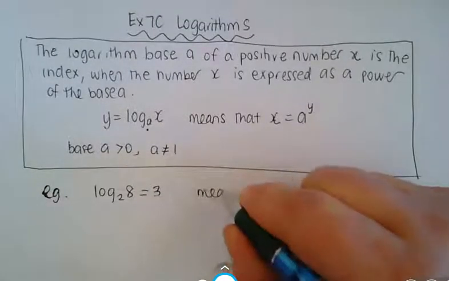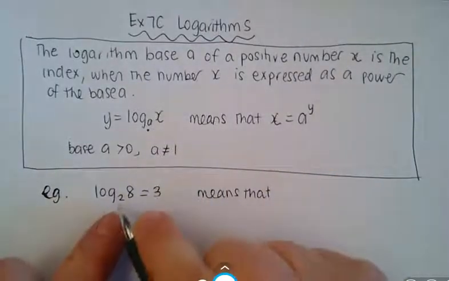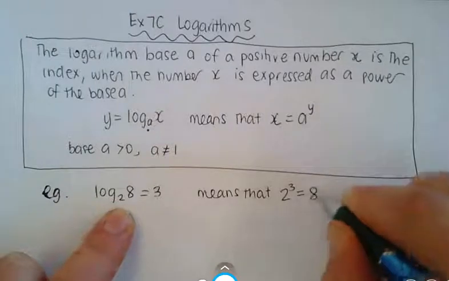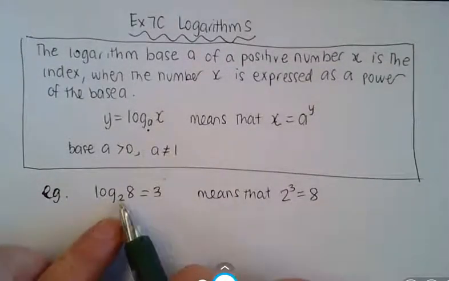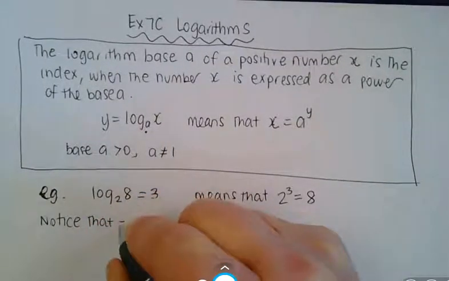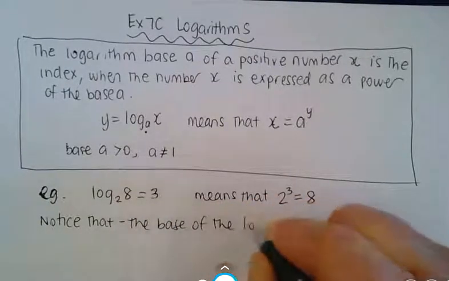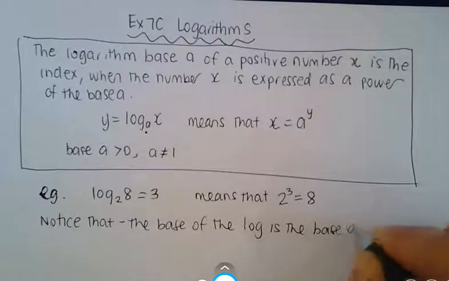This means that, how else could I write it? Remember what I was saying before, that 2 is the base. Doesn't that mean that 2 to the power of 3 equals 8? Okay? So how are you going to remember how to do it? Log to the base 2, 2 is the base. So 2 to the power of 3 is 8. Okay? The base of the log is the base of the power.